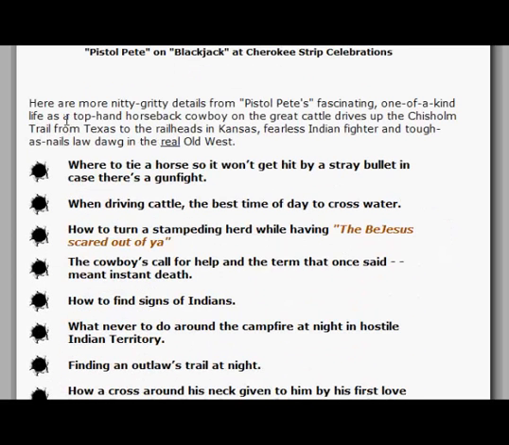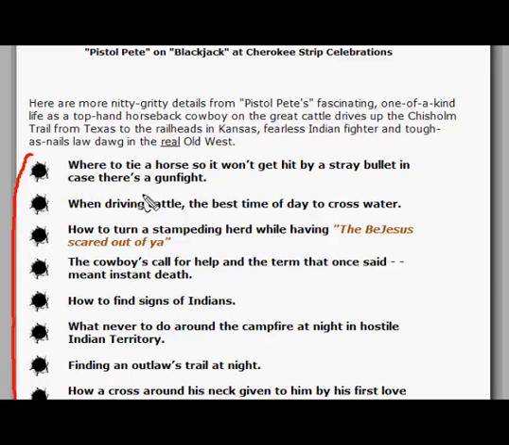Okay, here are more nitty-gritty details from Pistol Pete's fascinating one-of-a-kind life as a top-hand horseback cowboy and cattle driver. Real Kansas fearless Indian fighter, tough dog in the real Old West. Way to tie a horse so it won't get hit by a stray bullet in case there's a gunfight. Okay, here's some more bullet points, as I was suggesting before, and maybe these could be added in with the other bullet points.